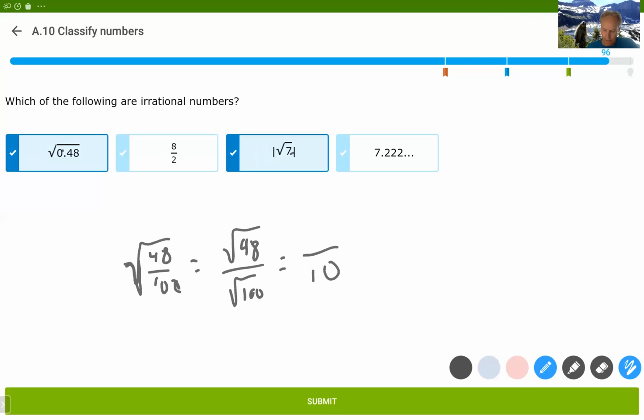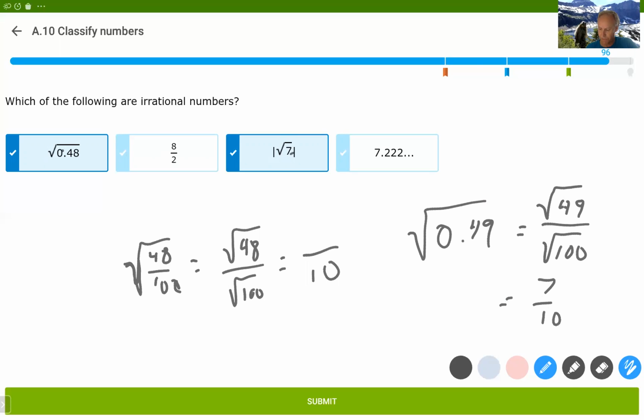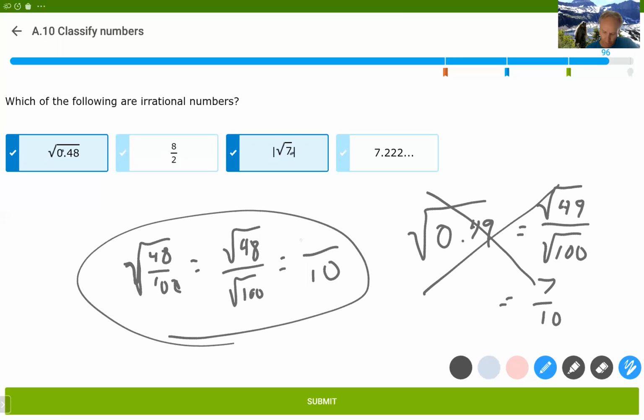If this had said the square root of 0.49, then it would be the square root of 49 over the square root of 100, which is equal to 7 over 10, which is a rational number. So this one is irrational. This one is a rational number. This one is irrational. So the square root of 48 can be reduced, but it is an irrational number.